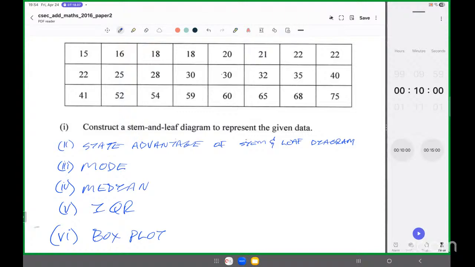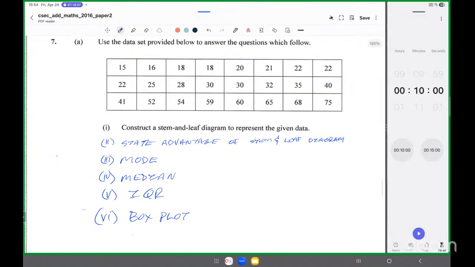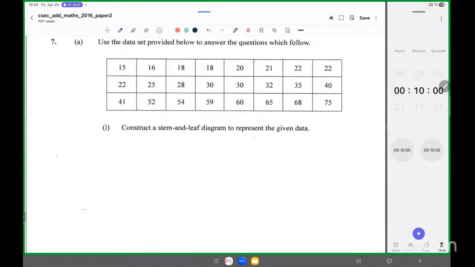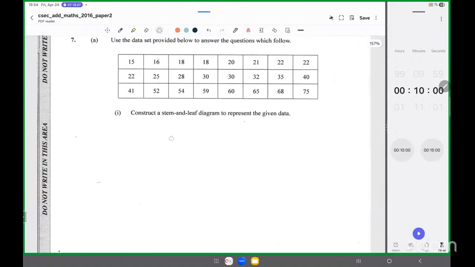You ready? All right. Construct the stem and leaf. Let me erase these now. What are the stem values? 1 up to 7, right? 1, 2, 3, 4, 5, 6, 7. All right, the ones first.